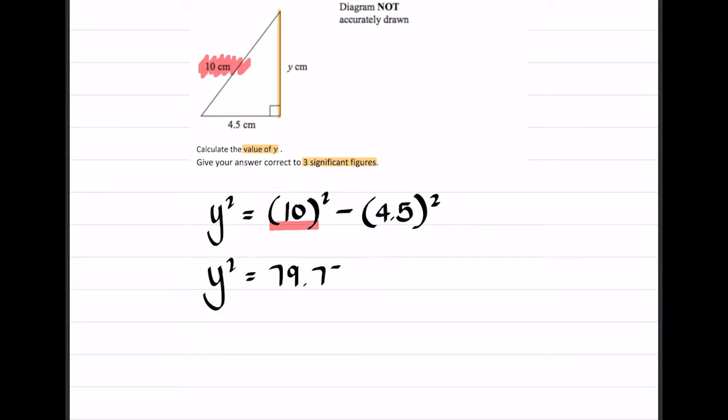79.75. But I'm not looking for y squared, I'm looking for y by itself. So that means that I'm going to square root both sides. The square root of y squared is equal to y. And that is equal to the square root of 79.75, which rounded to 3 significant figures is 8.930. Don't forget your unit, centimeters.